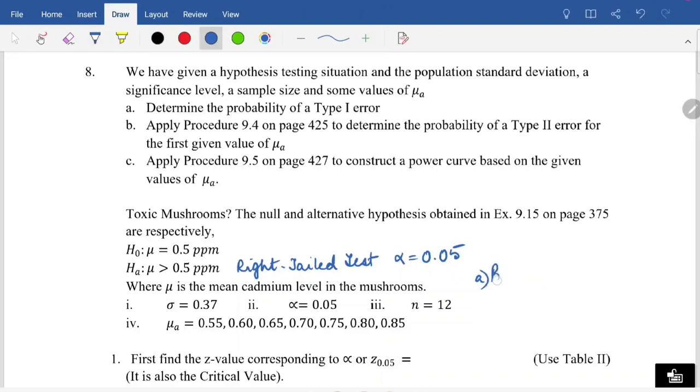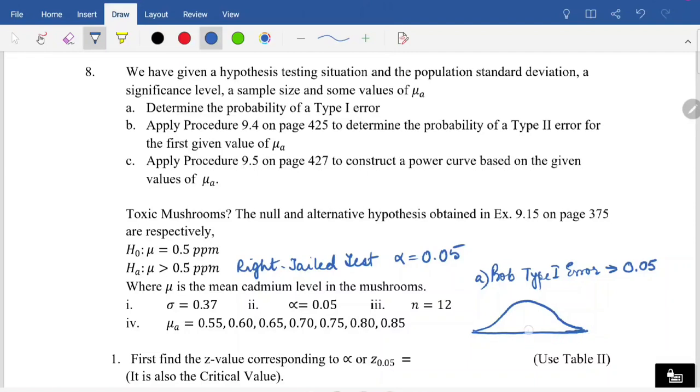the probability of type 1 error is 0.05. What does that mean? If we draw our diagram for the hypothesis test, we would be placing the null hypothesis mean of 0.5 at the center, and this doesn't seem to be quite the center, so I'm going to quickly erase this and redraw this. Just a second.